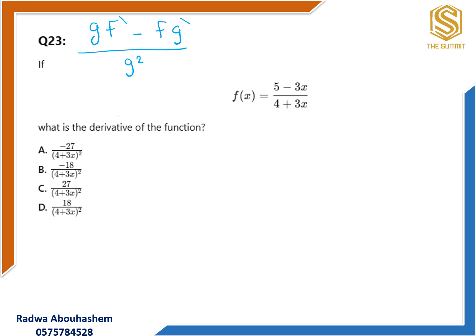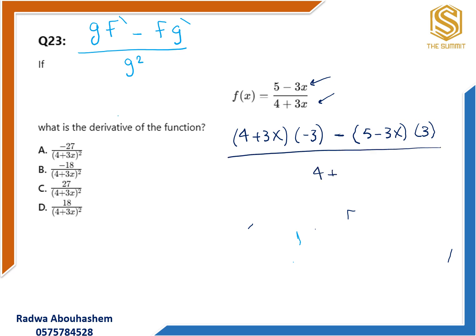Let's apply it. So (5 minus 3x) over (4 plus 3x). Take the derivative of the numerator, it would be negative 3, times (4 plus 3x), minus (5 minus 3x), and the derivative of the denominator would be 3, all over (4 plus 3x) all to power 2.